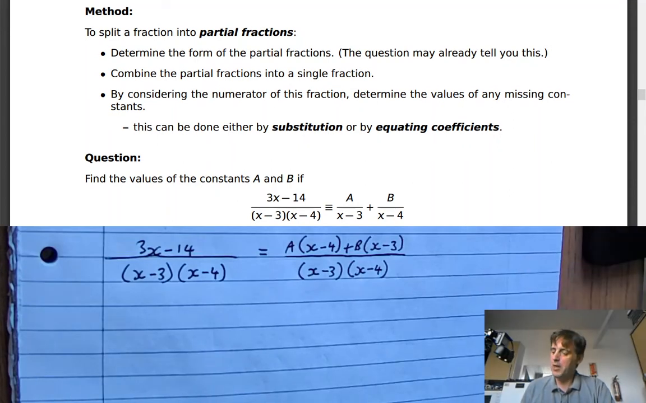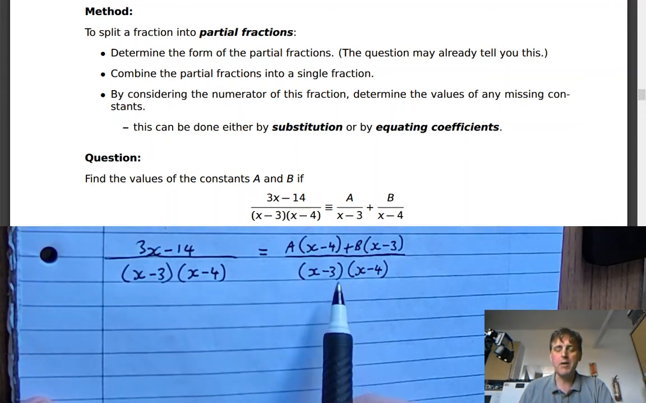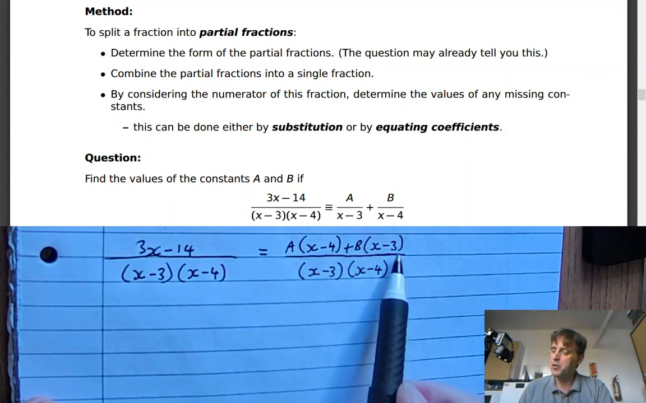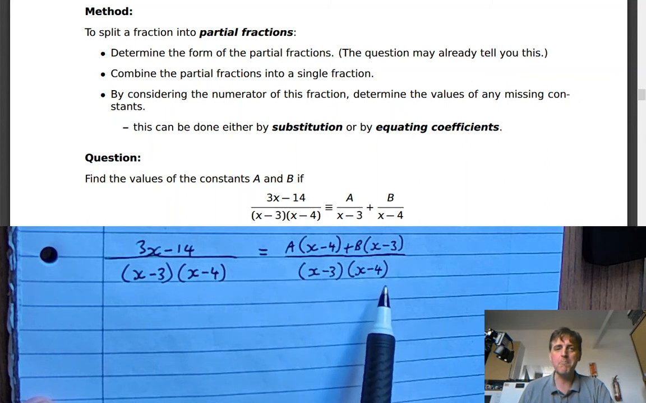Okay then, let's go through this one together. I've already made a start on this, so we can see that we have been given the form a over x minus 3 plus b over x minus 4. The first thing to do after that is to combine them together into a single fraction, like that. So hopefully you agree with that.